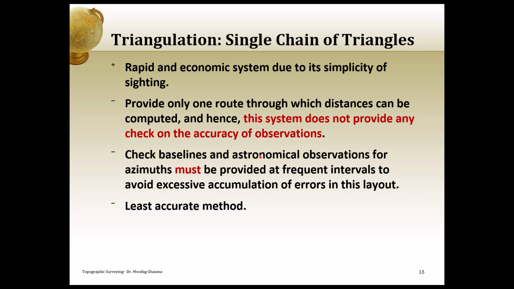This system is measured through one route, and this is a disadvantage: we do not have a method of checking the accuracy of the observations. And while we go with the measurements, we have to continue doing extra check baselines. Usually we have one baseline, but here we have to add more baselines as a check to control the excessive accumulation of the errors in the layout. And it is the least accurate method. So the simplicity of the layout is counteracted by a couple of disadvantages.